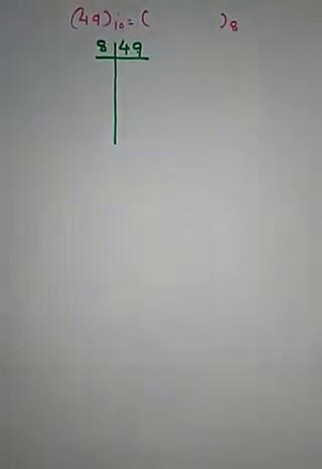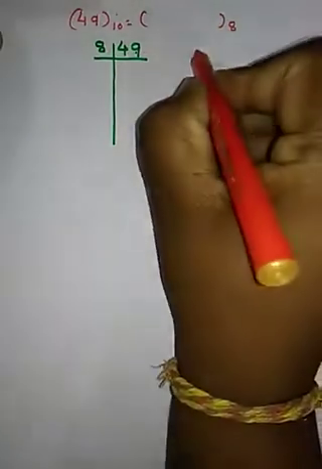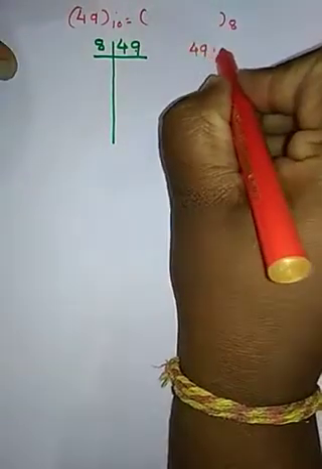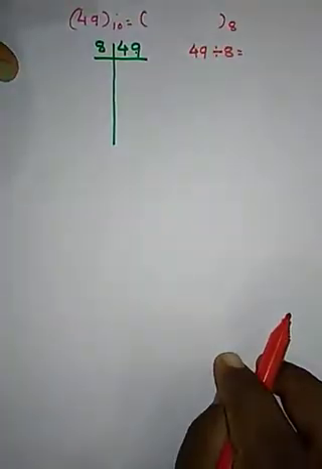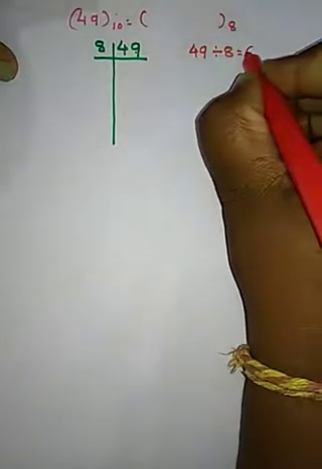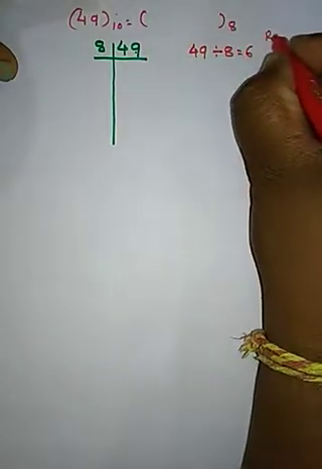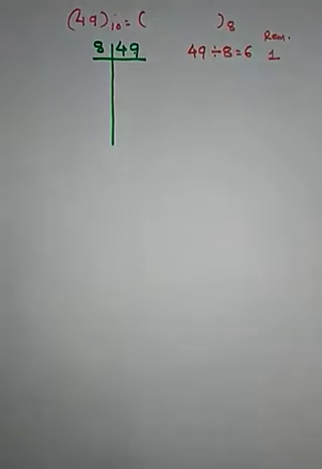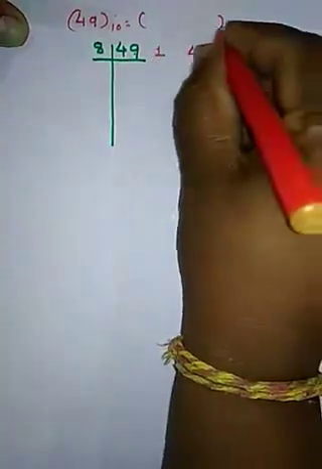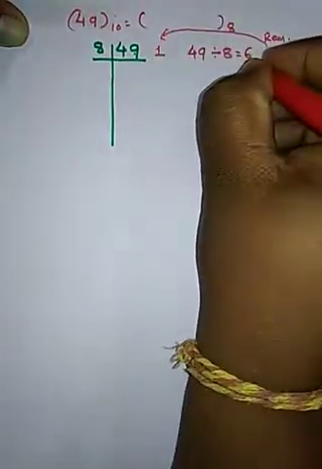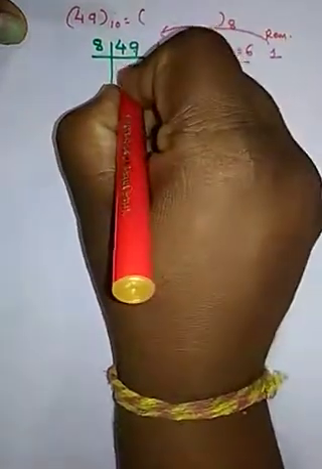So again divide 49 by 8. What will be the answer? 6. What is the remainder? It's a 1. Okay, this 1 is to be taken here. આ one ને આપણે અહીંયા લખી દઈશું. Okay, this is written here. Now here is a 6, so put here 6.